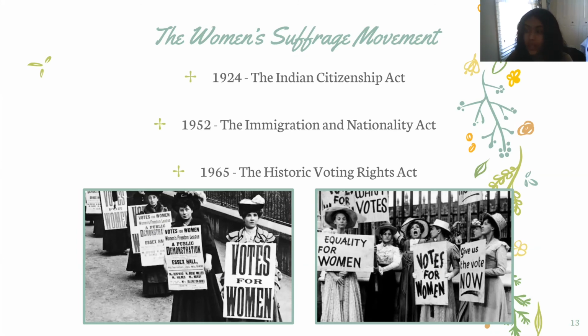In 1920, Native Americans were finally given full citizenship with the passing of the Indian Citizenship Act, but many states still made laws and policies that would prohibit Native Americans from voting. Several years later, in 1952, the Immigration and Nationality Act was passed, granting all Asian Americans the right to become citizens and to vote. 13 years later, Congress finally passed the historic Voting Rights Act, removing any discriminatory barriers that were keeping many people of color from voting.